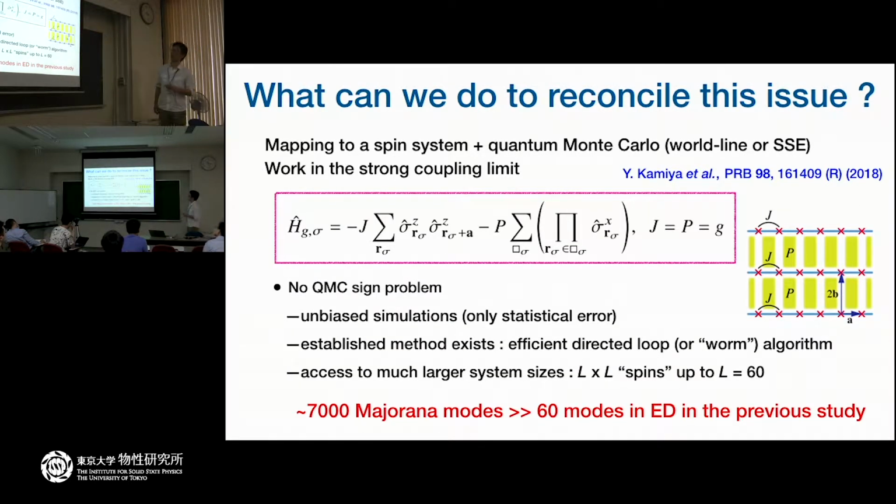This is the spin Hamiltonian. As I mentioned, there's no sign problem, so we can perform unbiased simulations with only statistical errors, using established methods developed in many previous papers. We specifically use the efficient worm algorithm. We can access a much larger system compared to ED calculations. It can go up to 60, so in terms of the number of Majorana modes, we can deal with 7,000 Majorana modes, which is significantly larger than in the previous ED study.